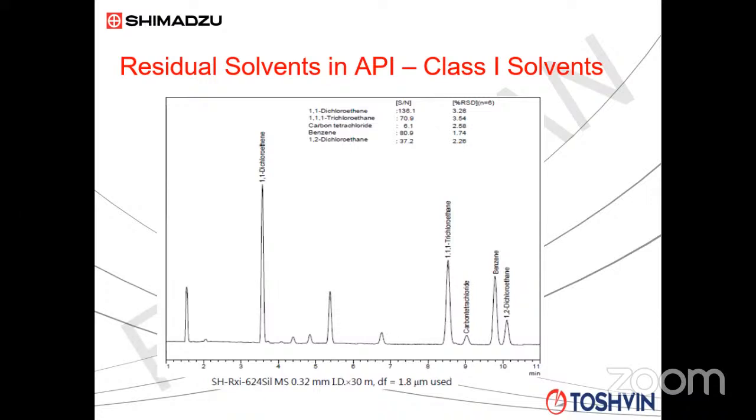Okay. So this is an example of class 1 solvents, the most dangerous solvents: 1,1-dichloroethene, 1,1,1-trichloroethane, carbon tetrachloride, benzene, and 1,2-dichloroethane. They're all well separated on the baseline. We have used an Rxi-624Sil MS column, 0.32 mm ID, 30 meter long, and 1.8 micron film thickness, a high resolution capillary column. We could separate all these on the baseline and perfectly quantify them after creating a calibration.